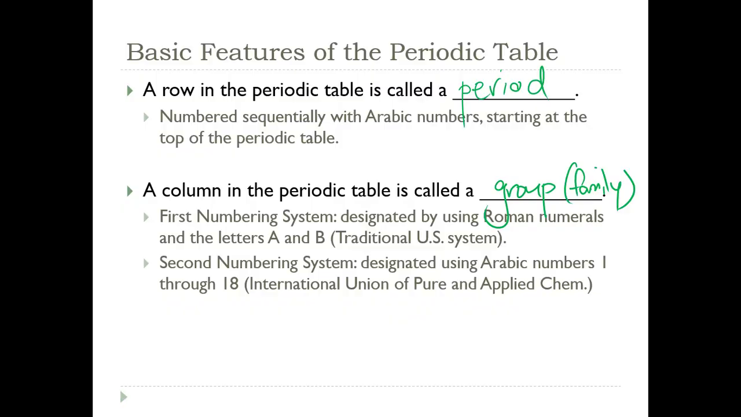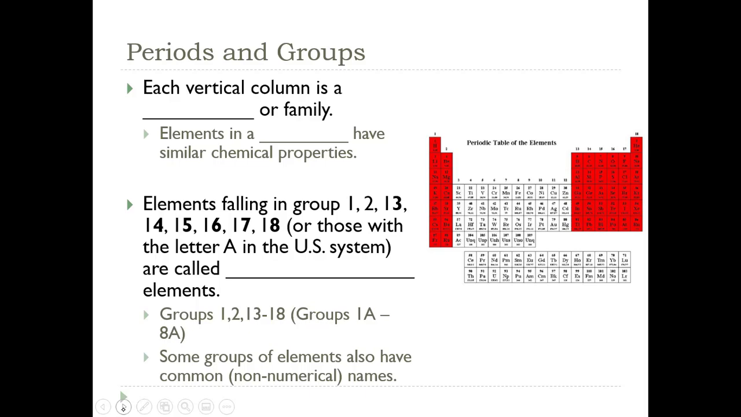And so this method is the traditional US system. So this first method uses numbers and the letter A or B, and the second one is the more international way of numbering. Depending upon what you're doing, both of them have pros and cons, which we'll get into a little bit later on.